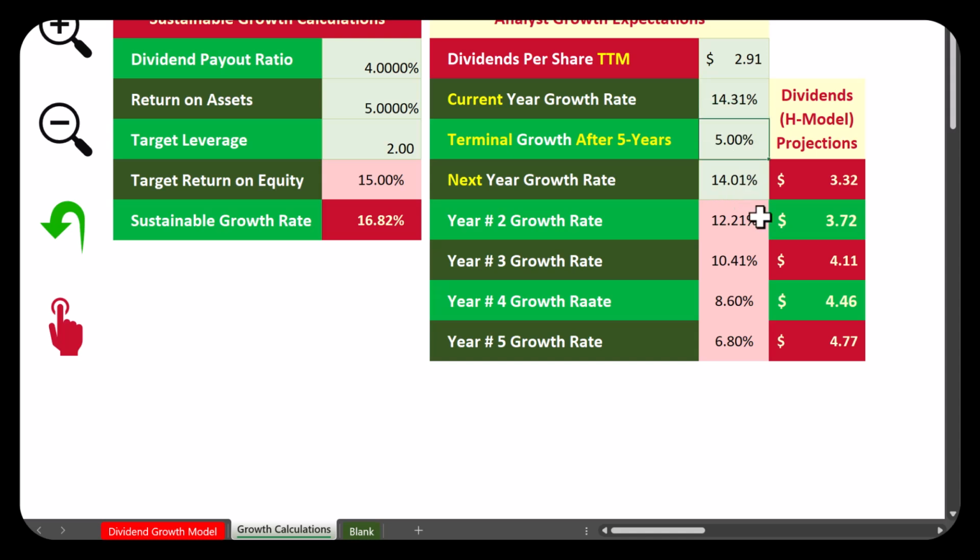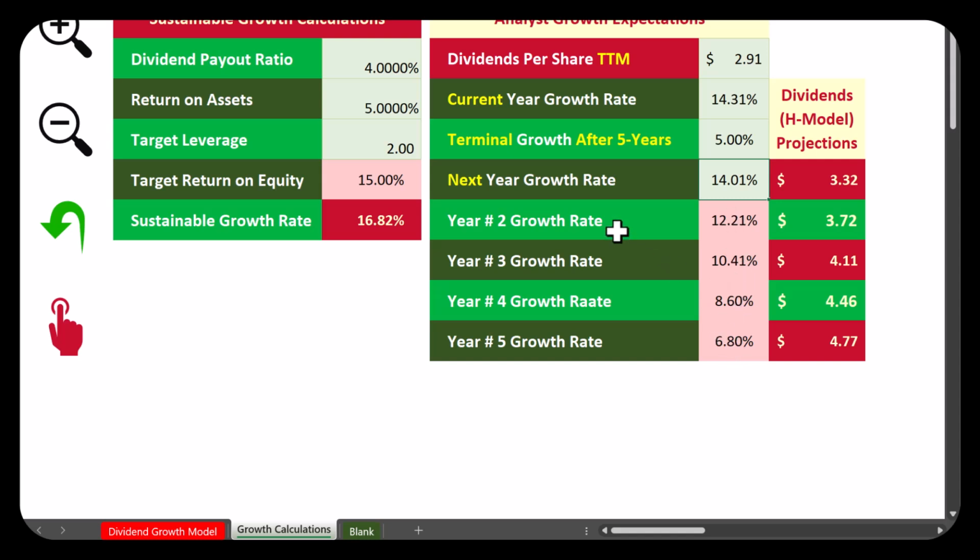I am putting terminal growth after 5 years as 5%, and I did not pick that 5% willy-nilly. Expected average inflation probably is about 2.5%, and the long-term growth rate of the economy is about 2.5%. So the terminal growth rate that I'm putting in is 5%. It's the growth rate of the economy. And this is the projected growth rate, or growth rate expected by analysts, next year.